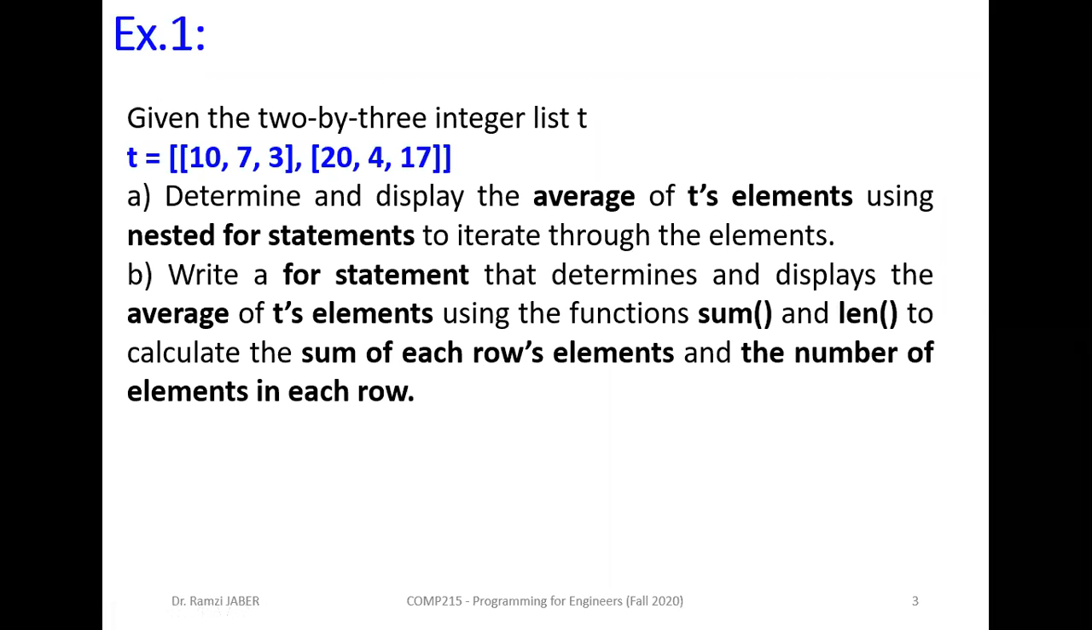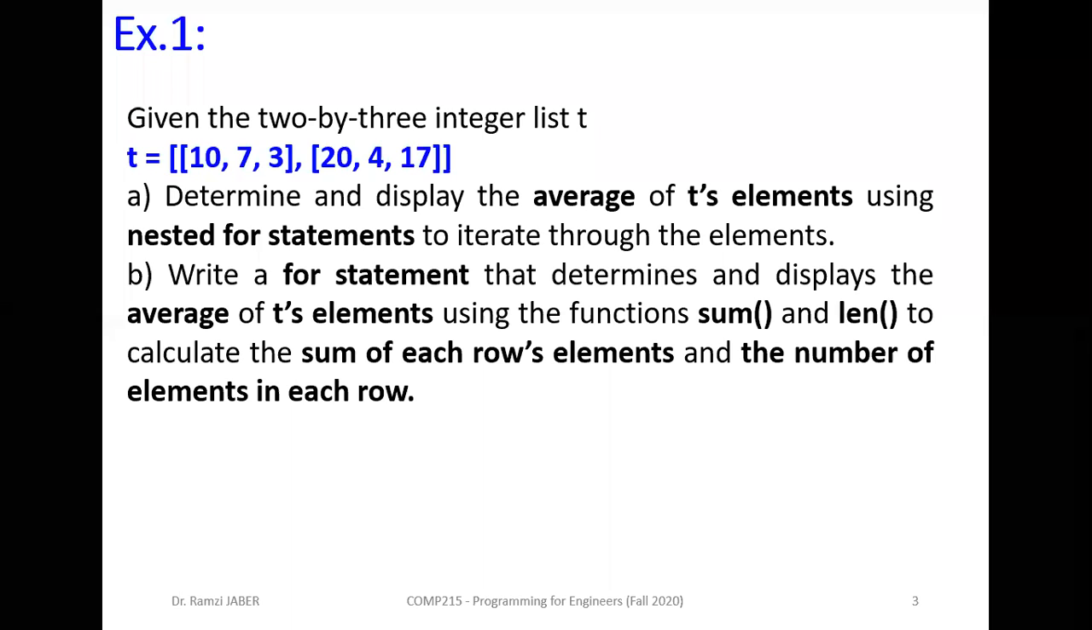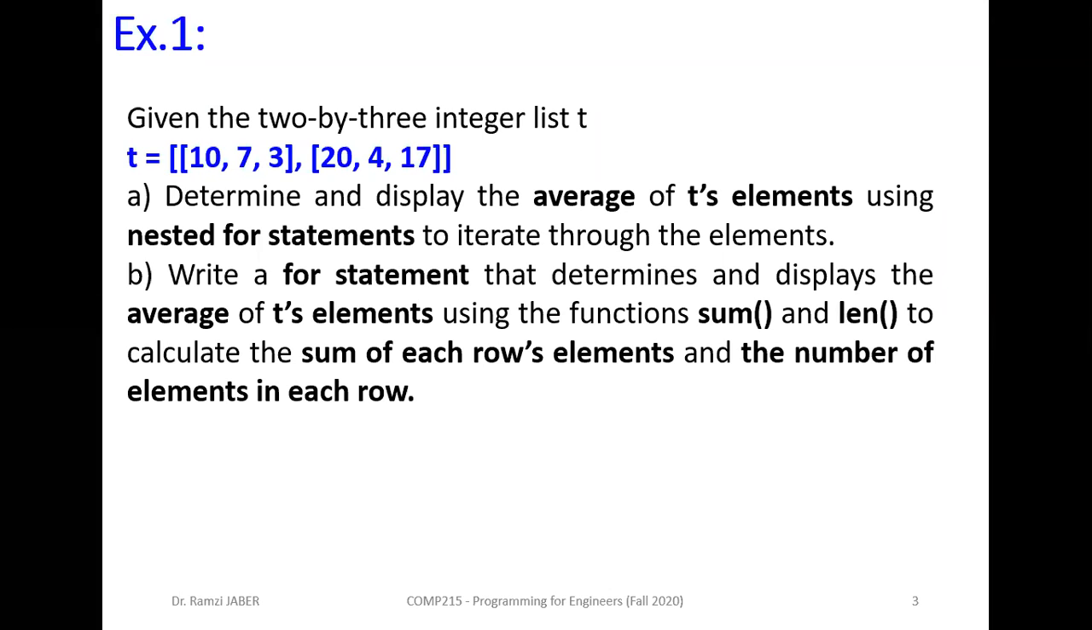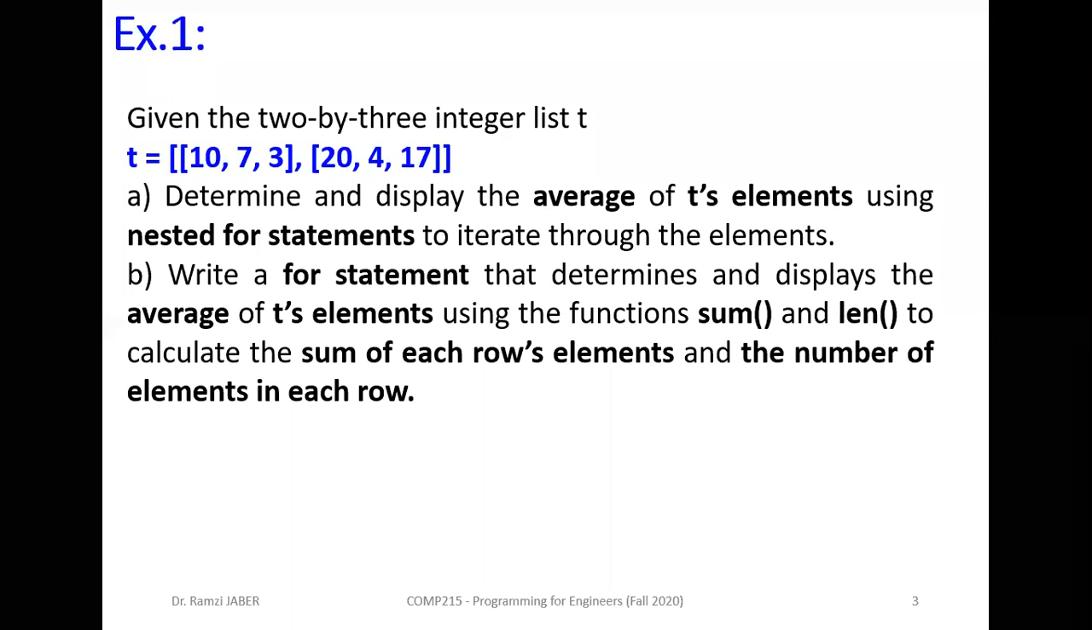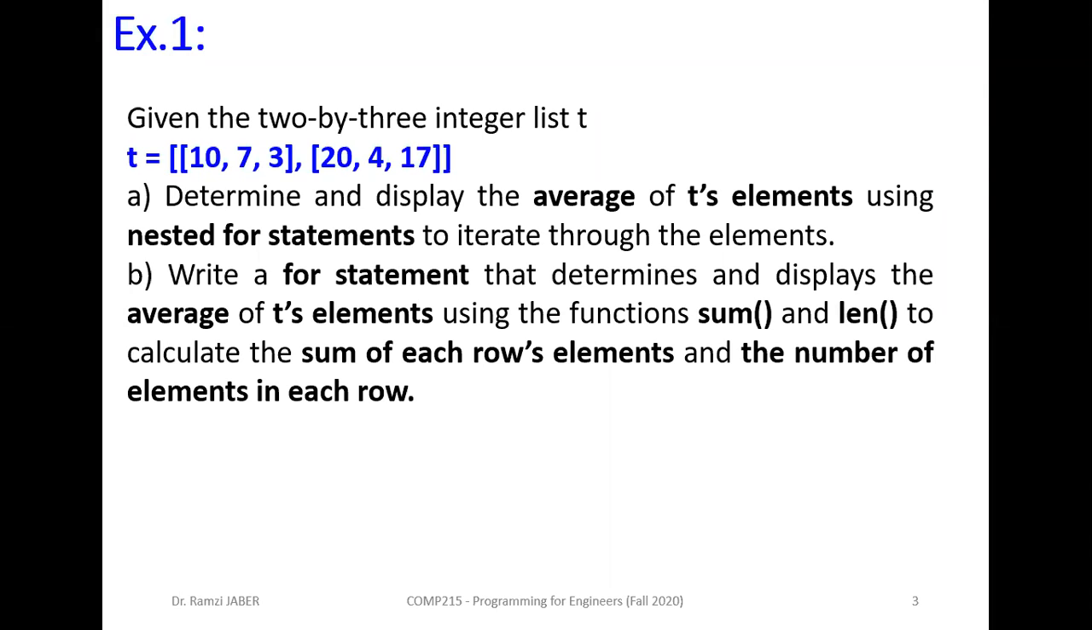Hello everybody. Today we'll take some exercises as a tutorial in Python. We have exercise 1, given a 2 by 3 integer list T. T has 2 elements. Each element is a sublist. So we have here a double subscript list, or double subscript array. We want to determine and display the average of T for all elements in two methods.